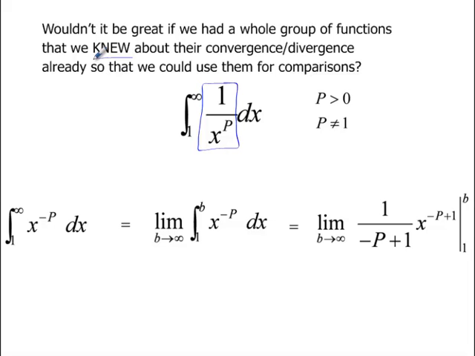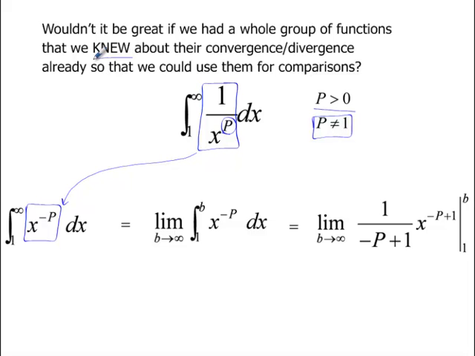So here's a whole set of functions where it turns out it's really easy to determine whether this type of function converges or diverges. If we have a function of the form 1 over x raised to the power of p, there are some things about p I want to make clear. P has to be a positive value. For now, p is not equal to 1, and I'll explain that in a minute. If we have the function of the form 1 over x to the positive p, we can rewrite that equivalently using algebra as x to the negative p.